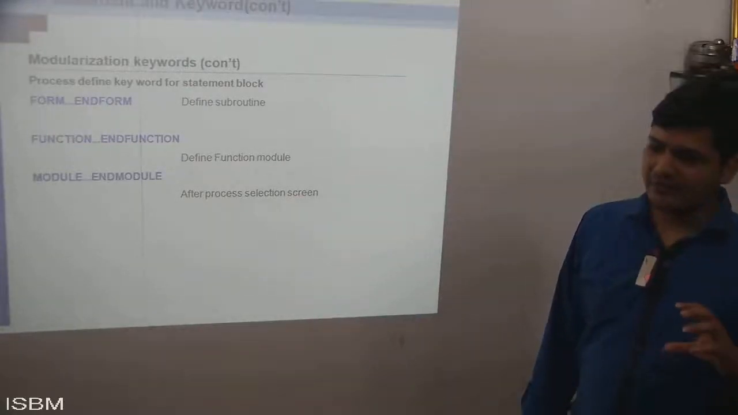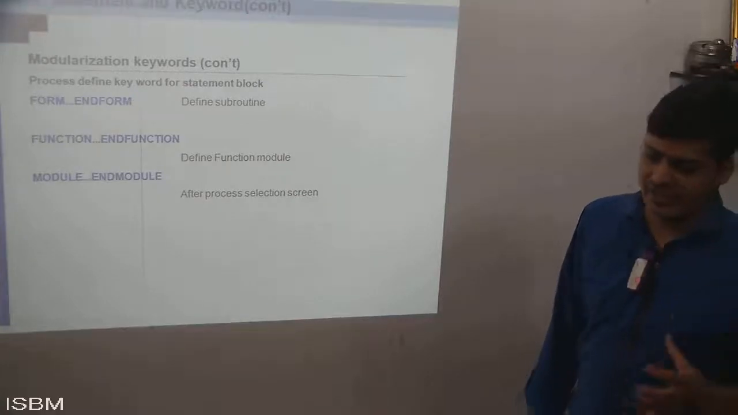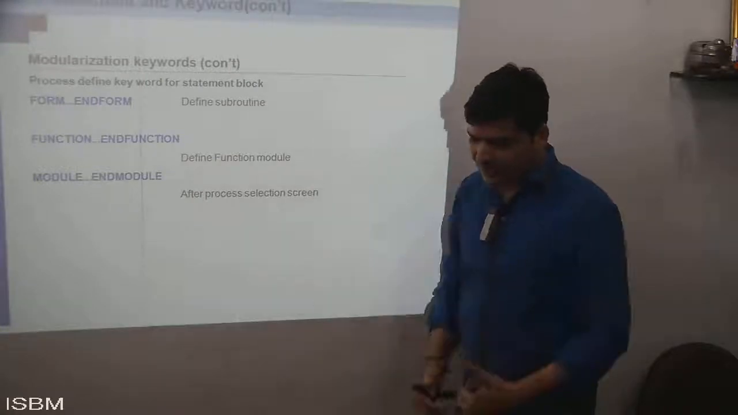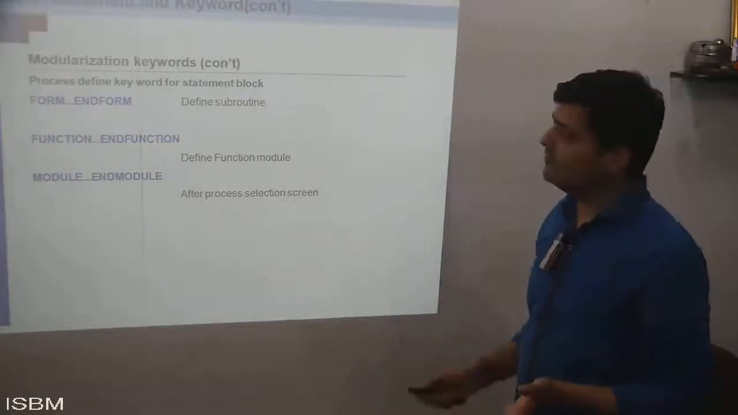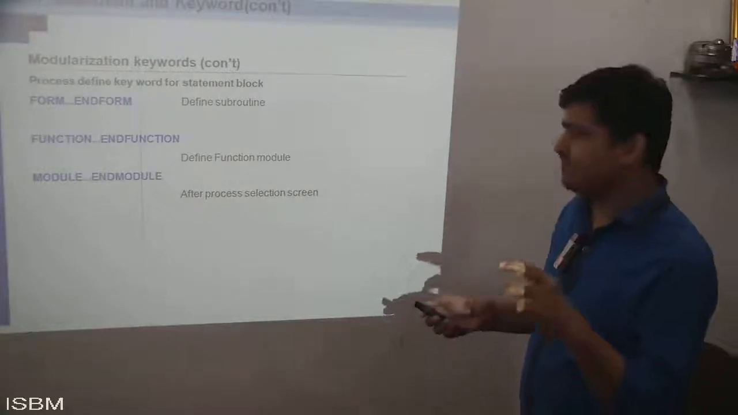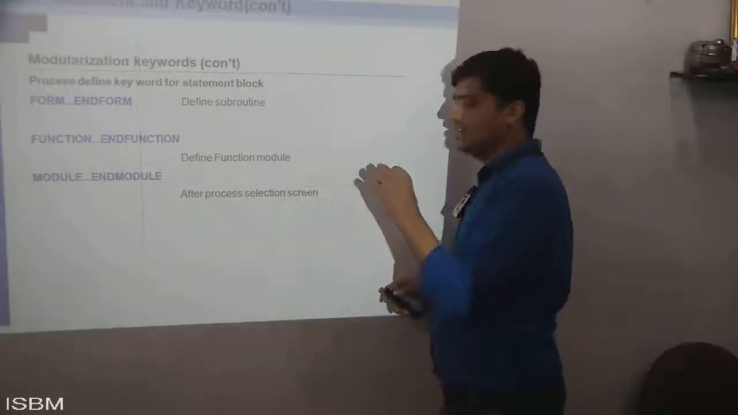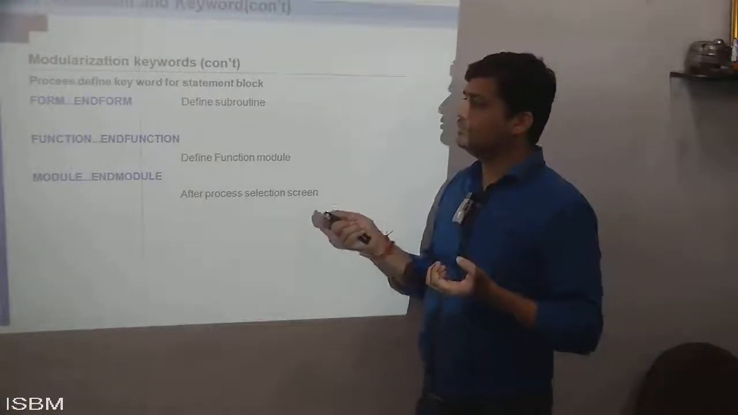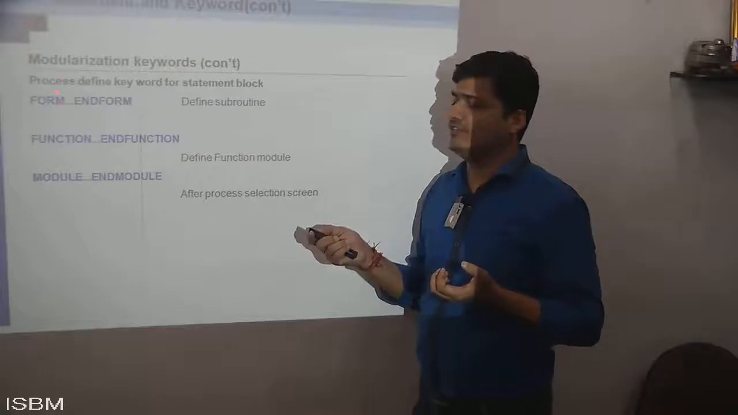What happens in SAP is that SAP provides you a functionality so that there is no need to write each and every piece of code on a single page. You can use FORM and ENDFORM to segregate the important things. For example, for selection of data from any table, you can write those things inside a form and endform.